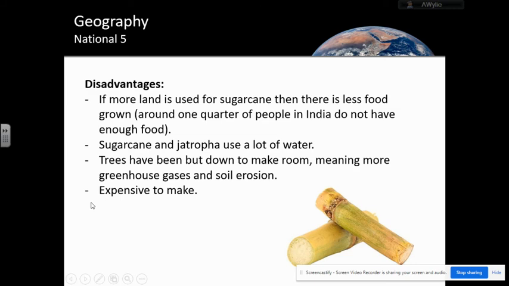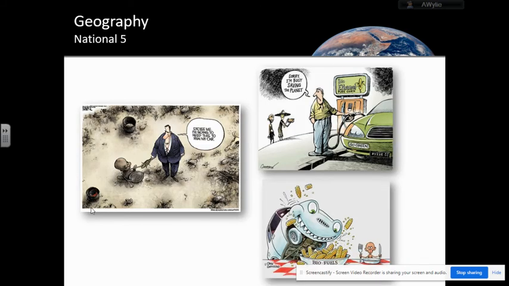Finally, it's actually quite an expensive fuel source to manufacture compared to other fuel sources. So here is some cartoons that kind of give us some of the ideas behind the issues of biofuels. And we in the developed world are really increasingly wanting to be green and use biofuels to power our vehicles and our machines. And because of that, there's an increased demand for these biofuels, which is putting pressure on many countries like India to produce more because they see profit in it.